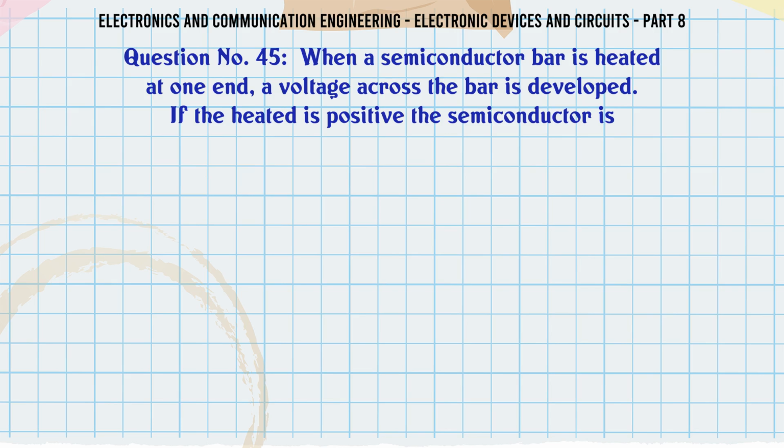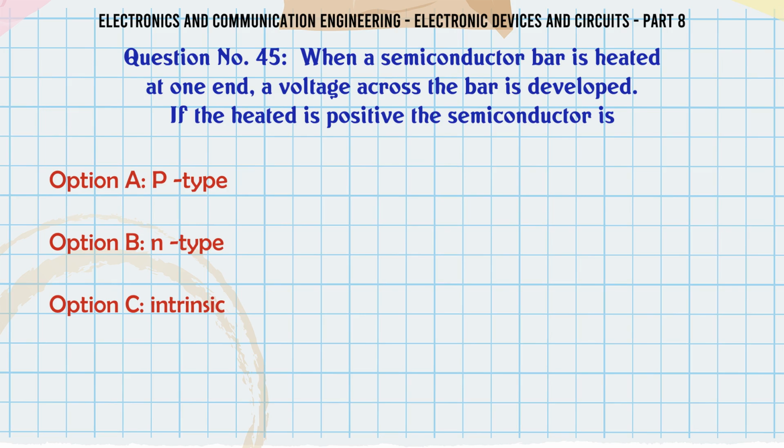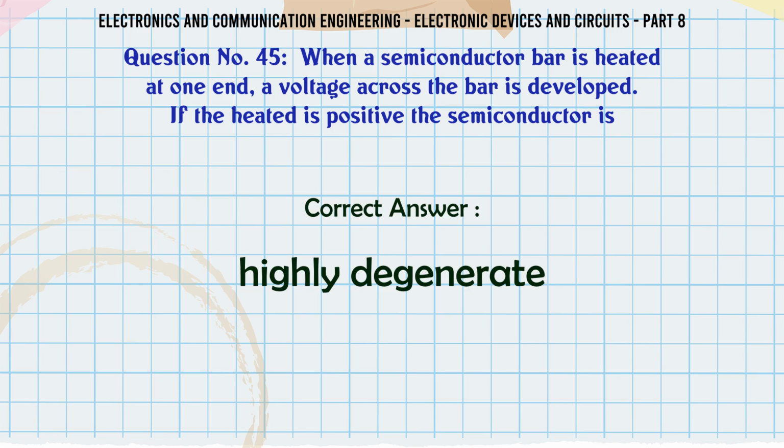When a semiconductor bar is heated at one end, a voltage across the bar is developed. If the heated end is positive, the semiconductor is A. p-type, B. n-type, C. intrinsic, D. highly degenerate. The correct answer is highly degenerate.